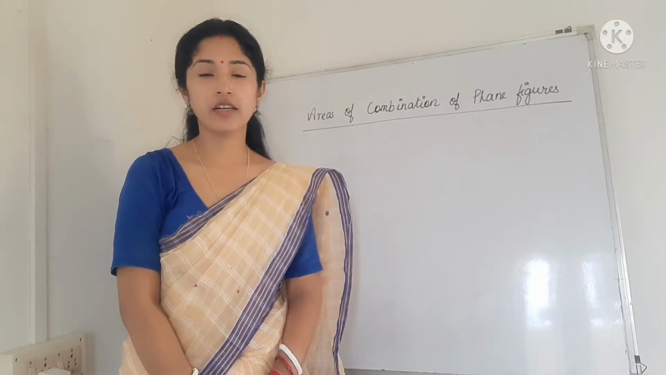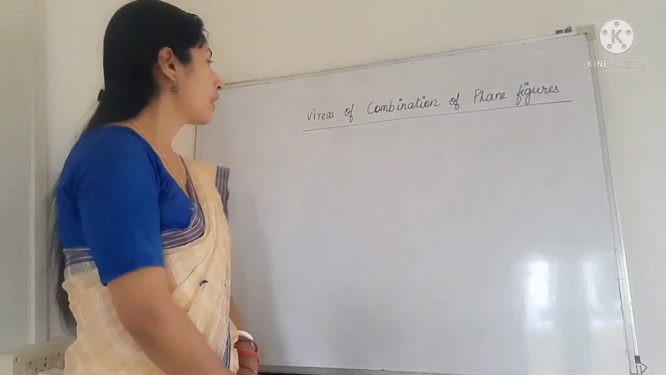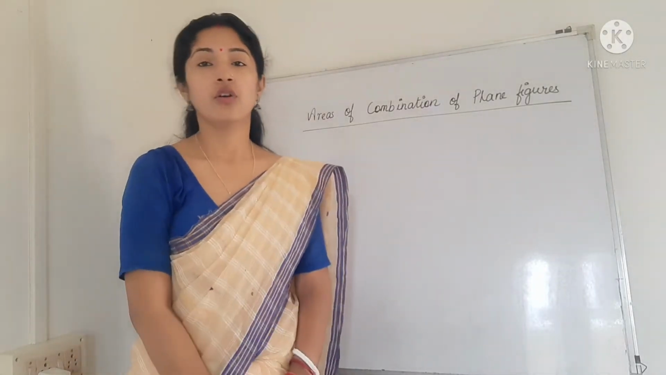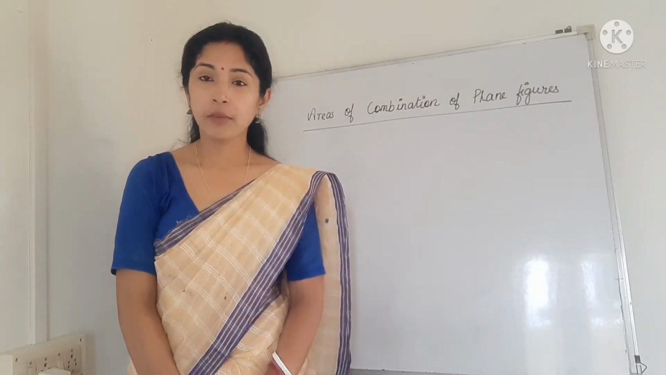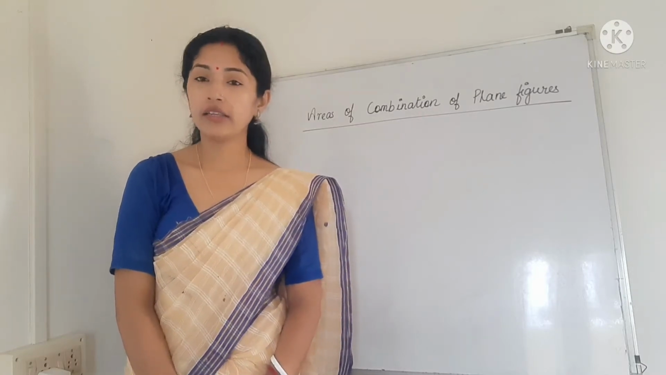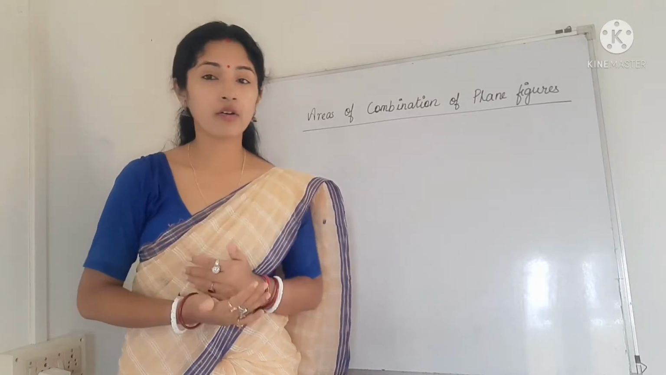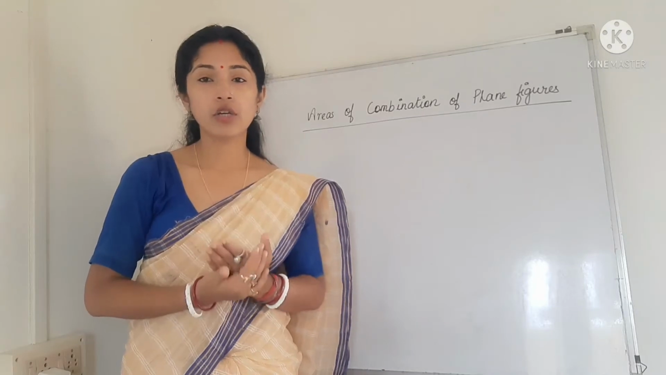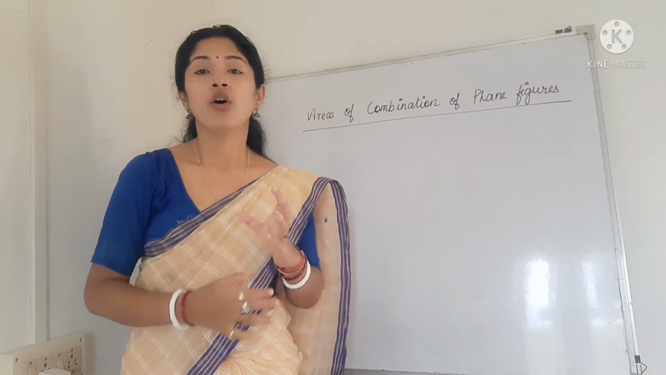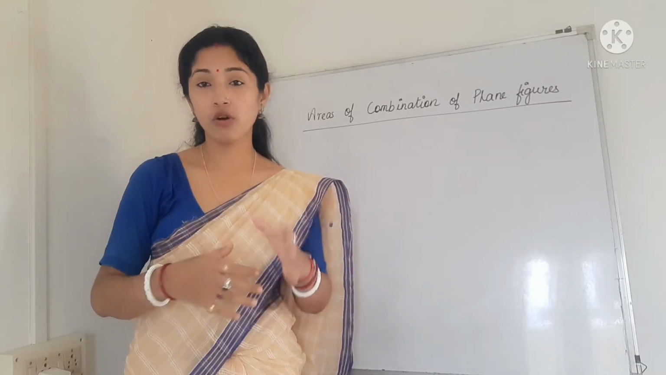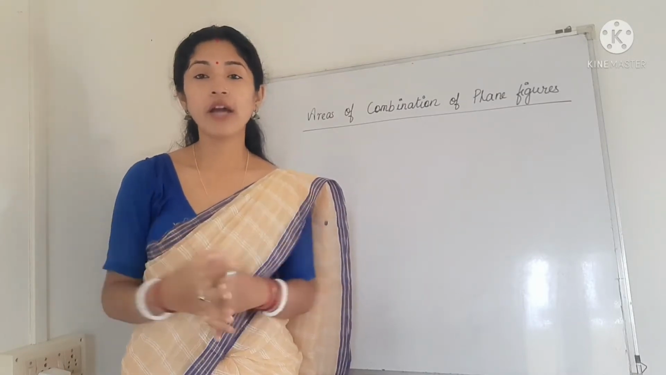So today I am going to discuss the next topic of the chapter Areas Related to Circles, and the topic is areas of combination of plane figures. In the last lecture we discussed how to find the area of objects individually, how we can find the area of any part of a circle, or the length of the arc of a circle. Now in this video lecture I am going to discuss the area of combination of plane figures. That means if two or more plane figures are combined, then how we can find the area of that combined object.